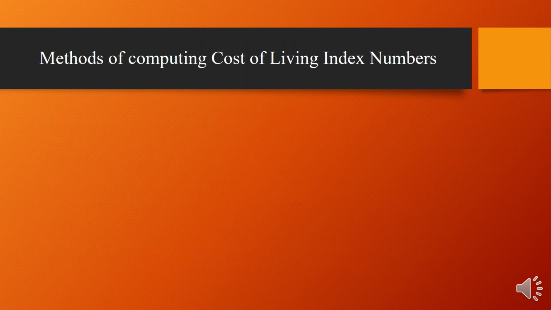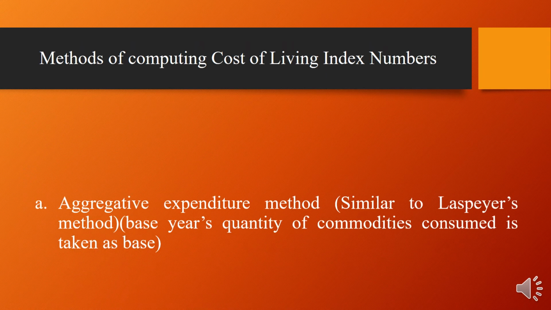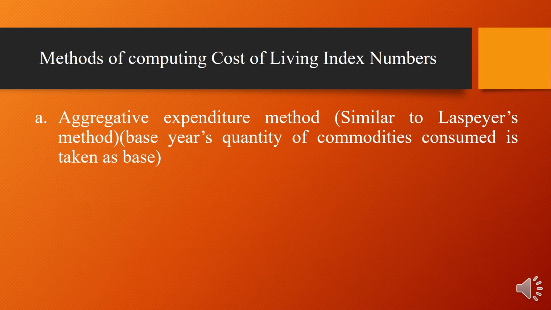So the methods of computing cost of living index numbers. The first one is the aggregative expenditure method, which is similar to the last year's method. Here the base year's quantity of commodity consumed is taken as the base, like the last year's method. The same formula is repeated here, so this need not be explained in detail again.